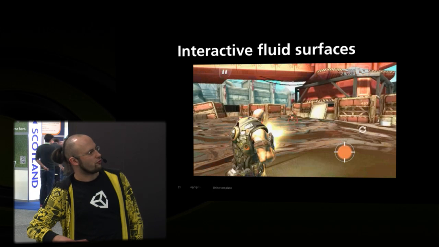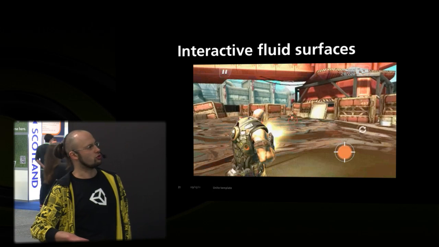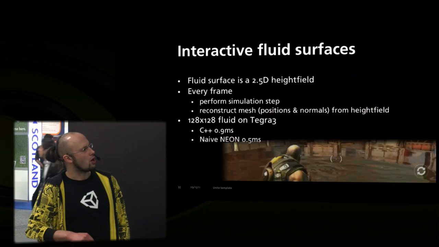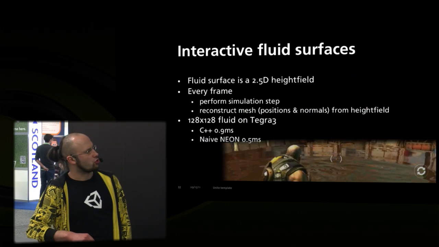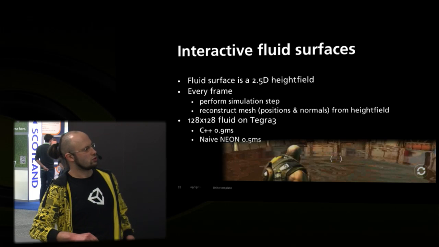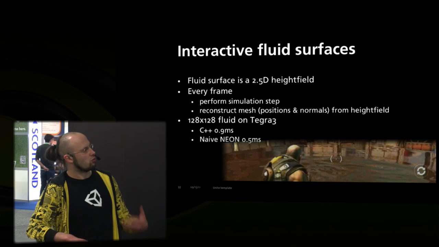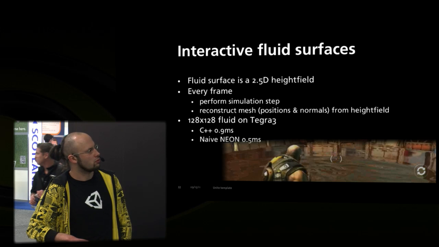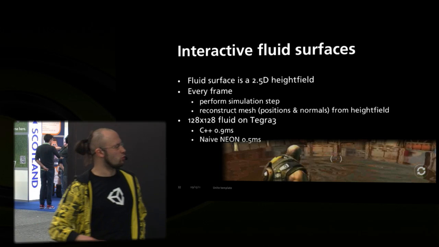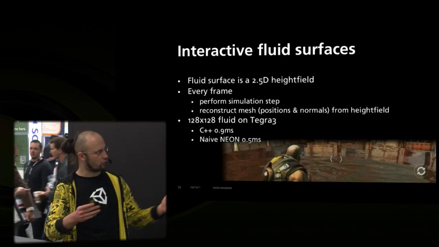Only for Tegra 3, Madfinger has added an interactive fluid surface. I will not go into the details. There are quite a lot of papers on how to do actual physics simulation, but basically it's just a simulation of a height field, simulated on the NEON coprocessor. So it's a wavy thing, and you can shoot into it, and it's all simulated on the CPU. We usually use a 128 by 128 fluid grid.